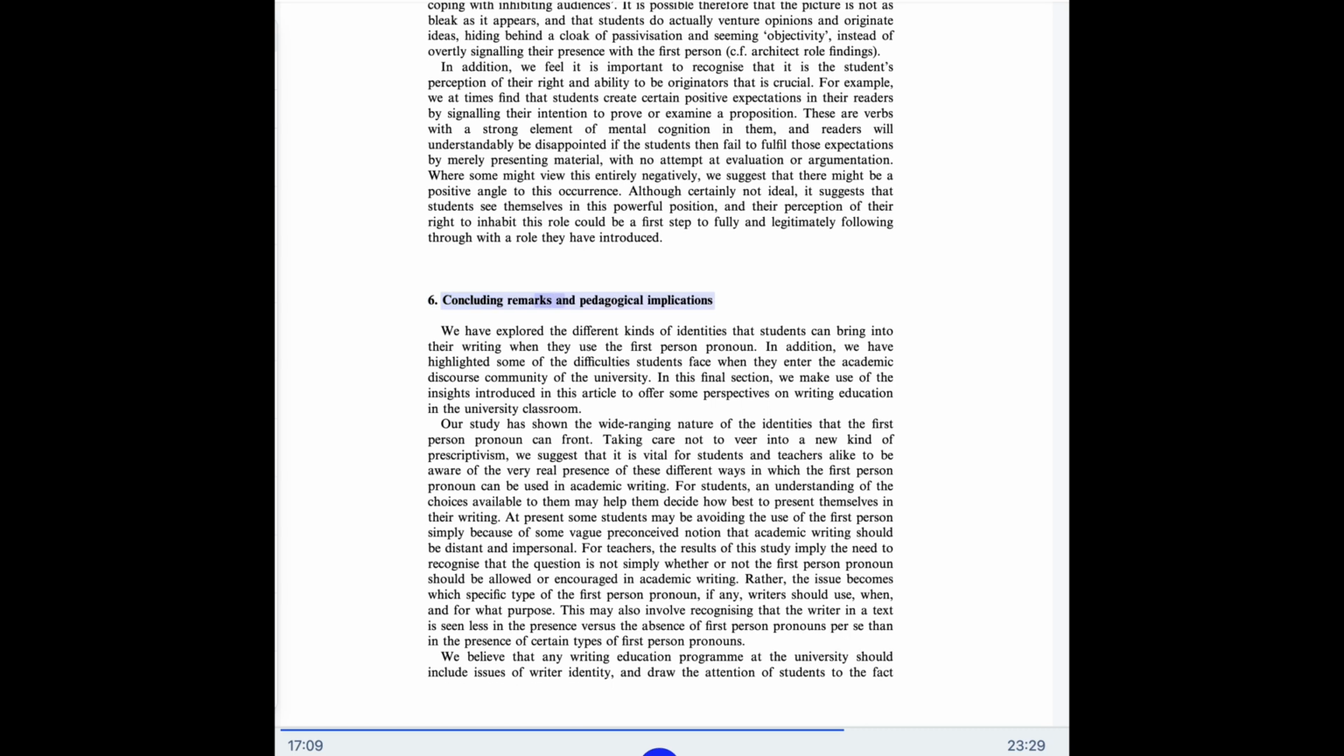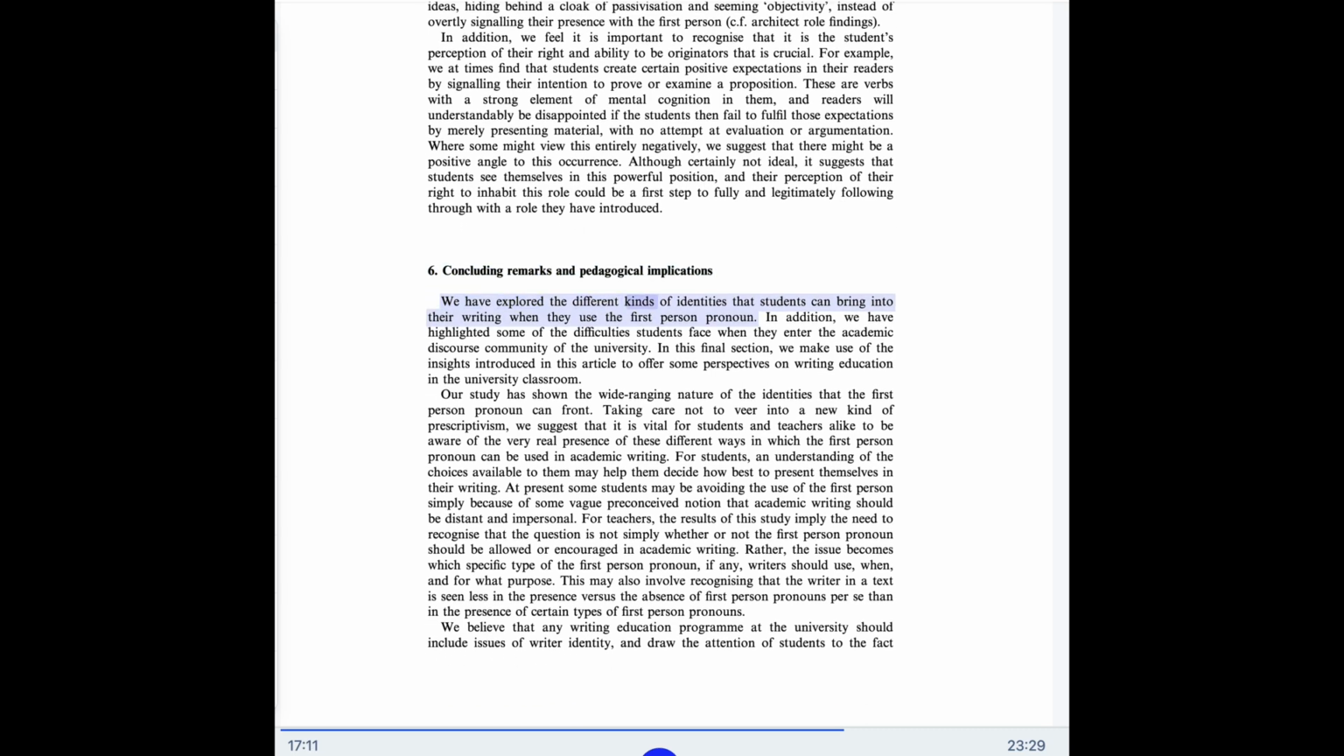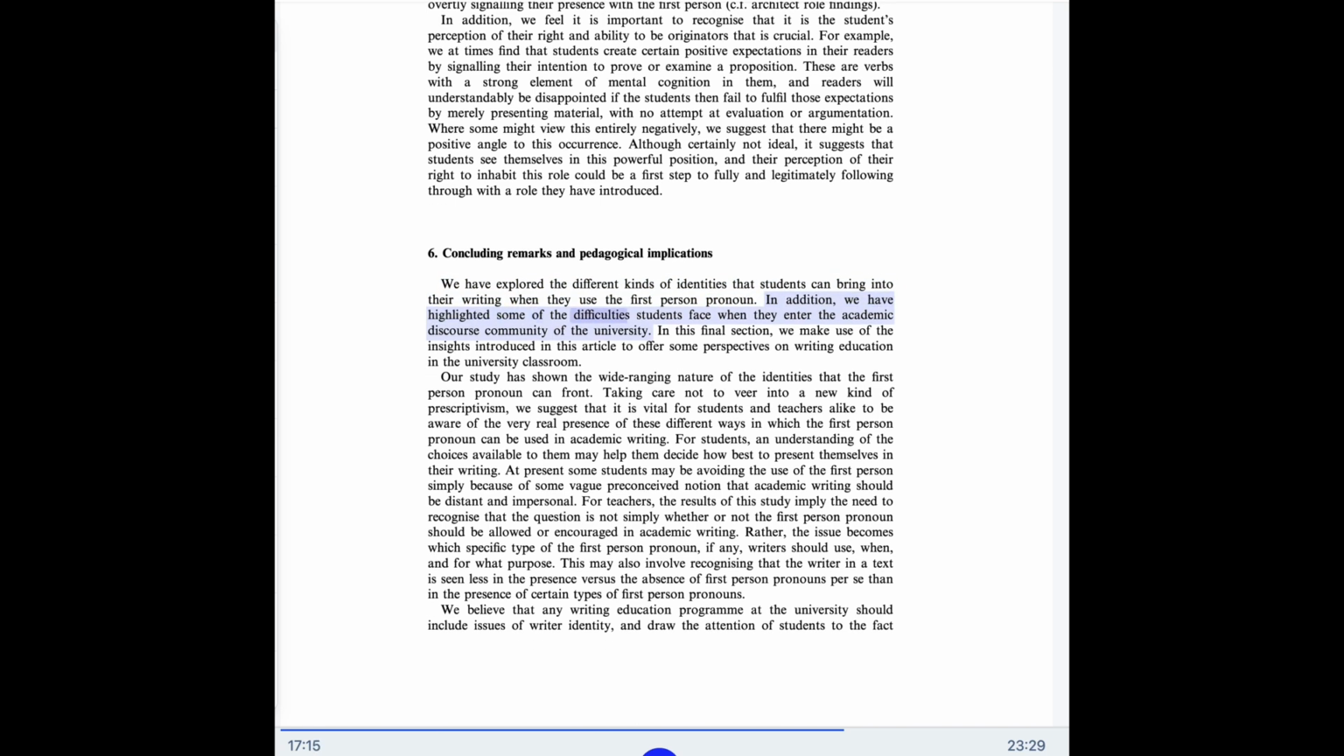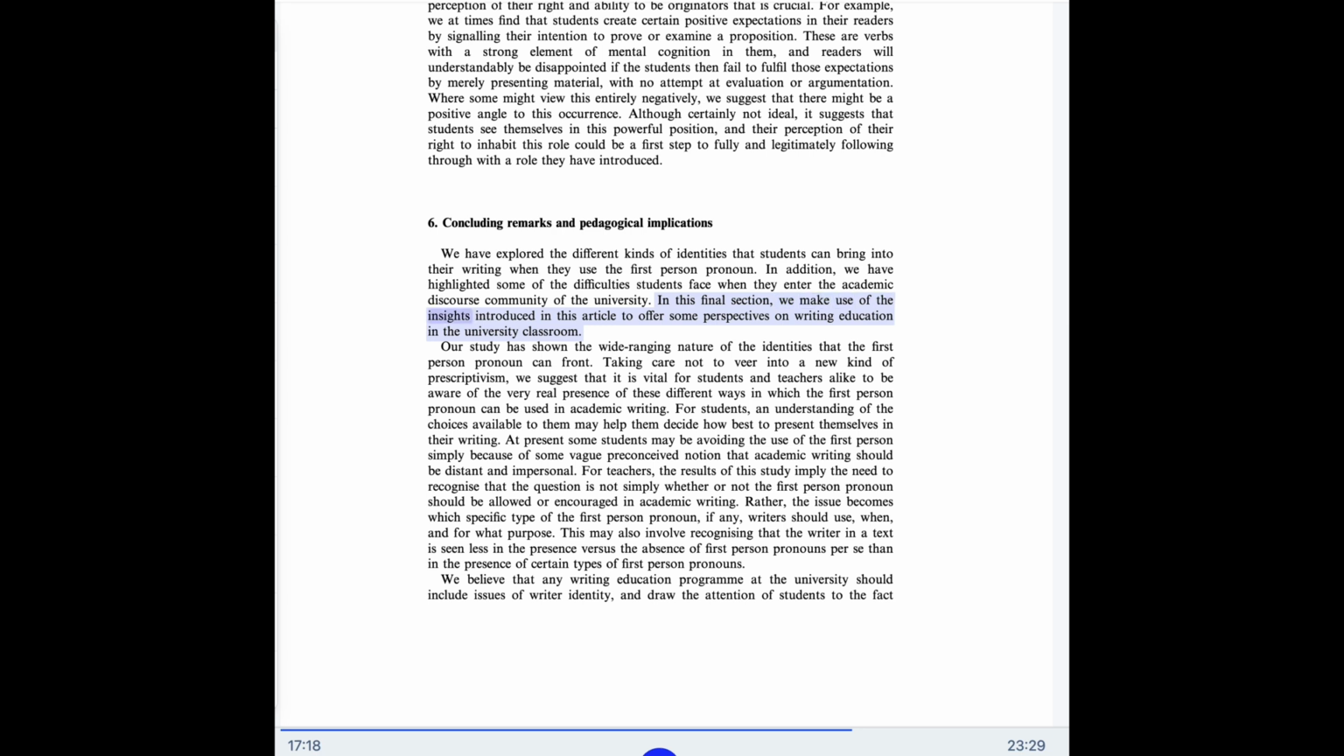6. Concluding remarks and pedagogical implications. We have explored the different kinds of identities that students can bring into their writing when they use the first person pronoun. In addition, we have highlighted some of the difficulties students face when they enter the academic discourse community of the university. In this final section, we make use of the insights introduced in this article to offer some perspectives on writing education in the university classroom.